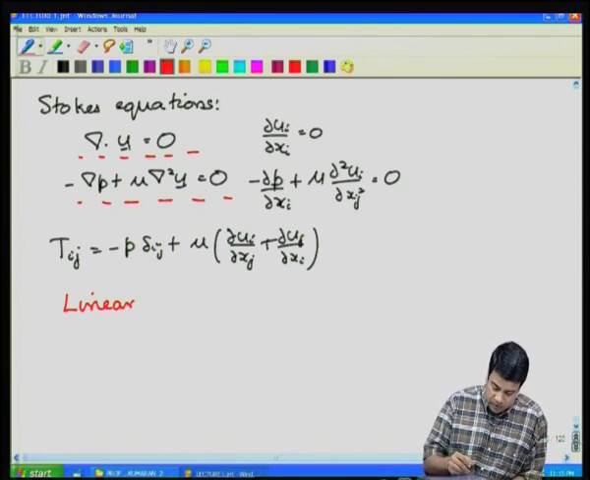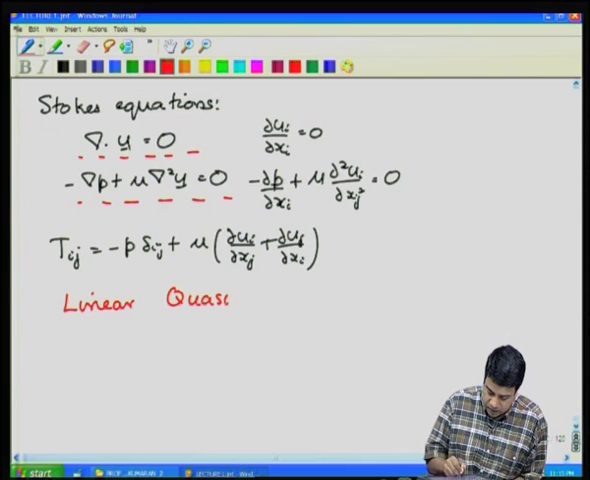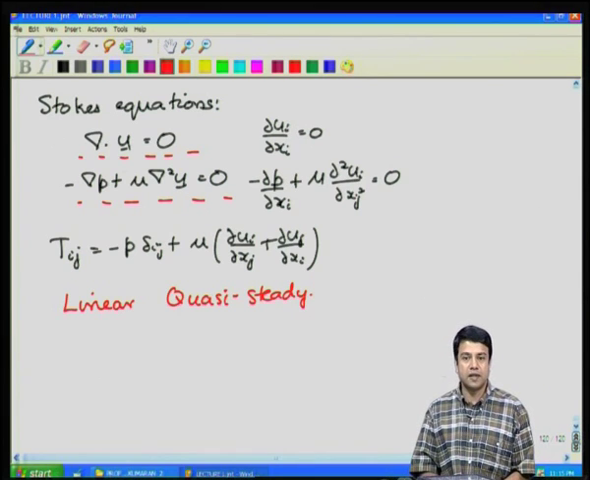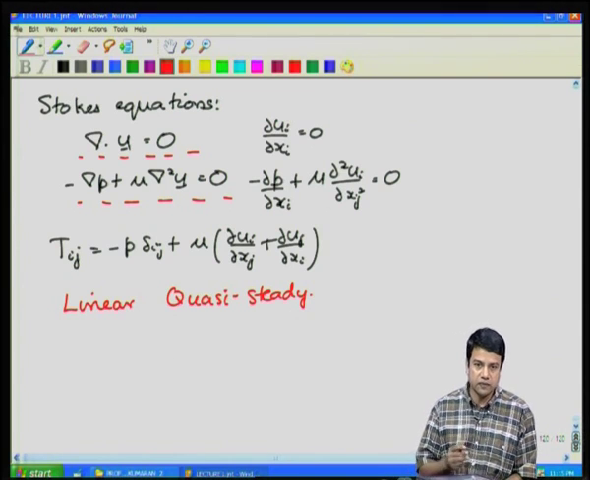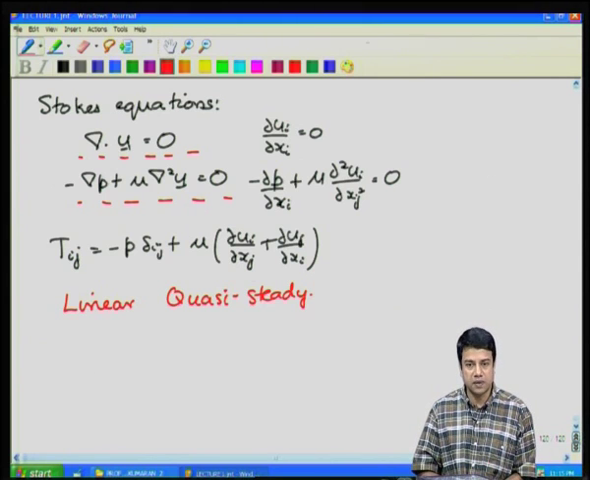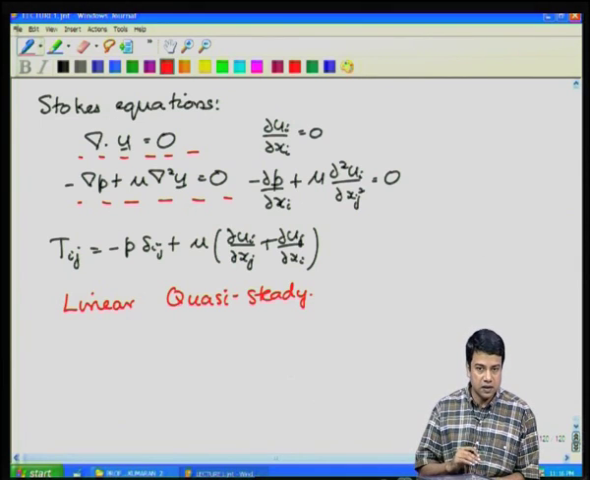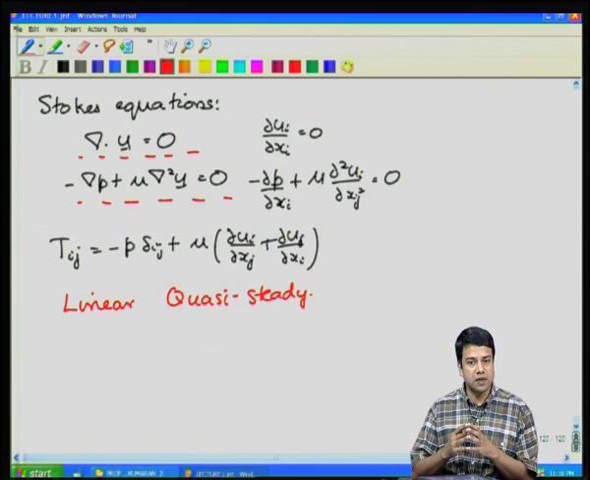Okay. The other property of this is what is called quasi steady. Recall, in the original momentum conservation equations, I had the partial derivative of velocity with respect to time. That was in the inertial term. We neglected the inertial term in the limit of low Reynolds number, and therefore, these equations do not contain an explicit time derivative. What that means is that the fluid velocity at an instant of time can be determined purely on the basis of the velocity boundary conditions and the stress boundary conditions at that same instant of time.